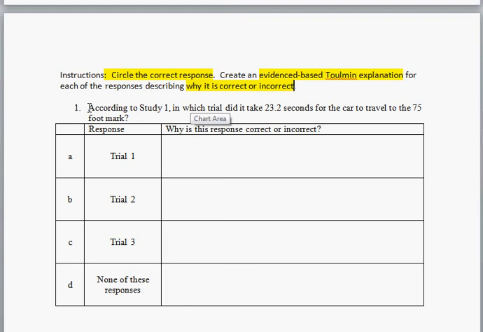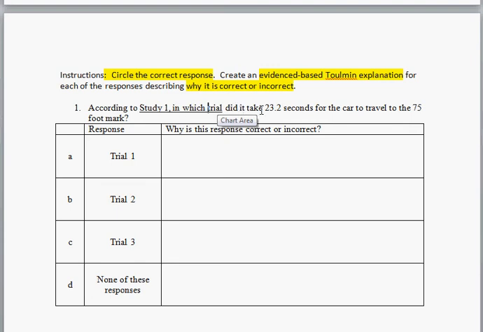The first question: according to study 1, study 1, that's important, right? There's 3 studies. Remember, we scanned, there's 3. So, study 1, that's important. In which trial, also very important. I'm looking for a trial. This is so key right here. In which trial? Those 3 words together are telling me that I'm looking for a trial because it's asking me for which trial. So I know I'm looking for a trial.